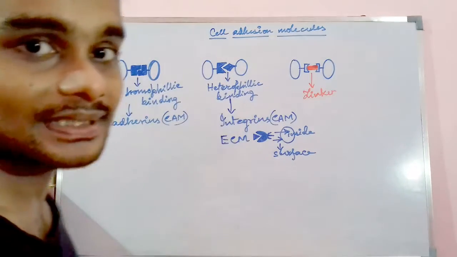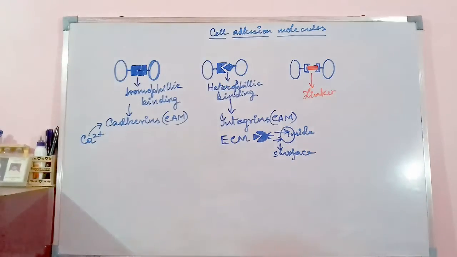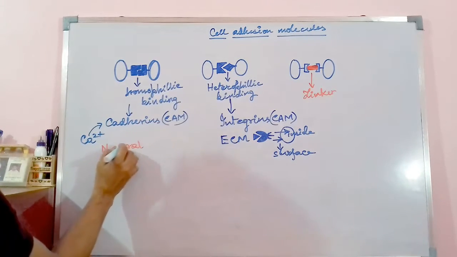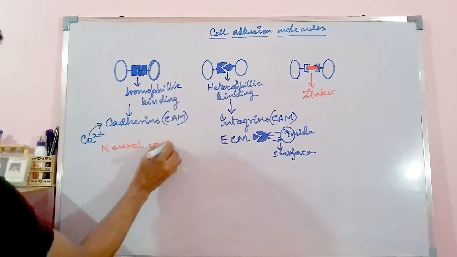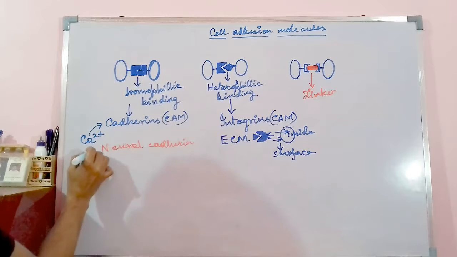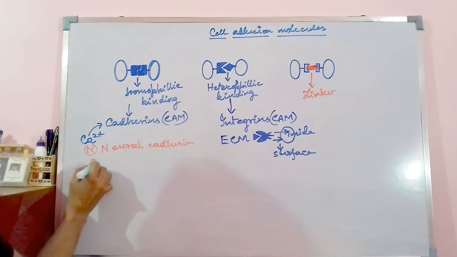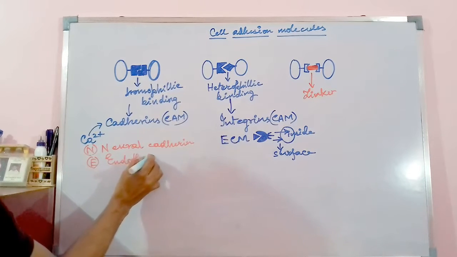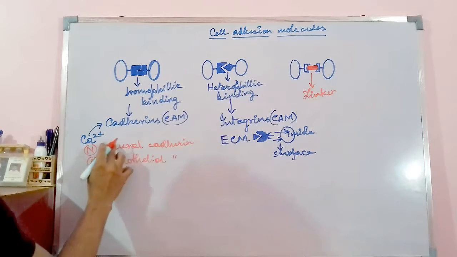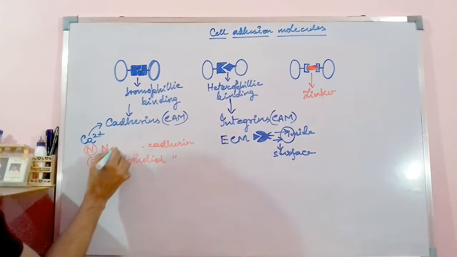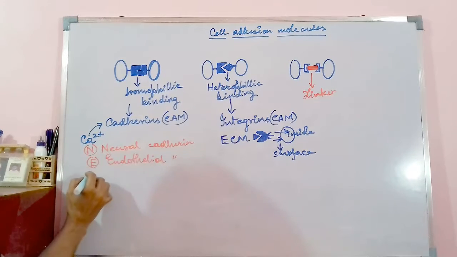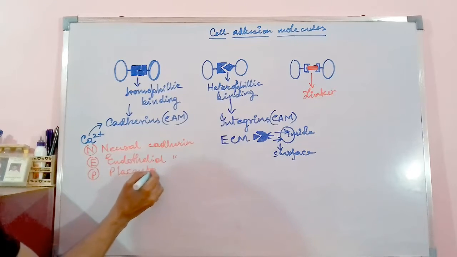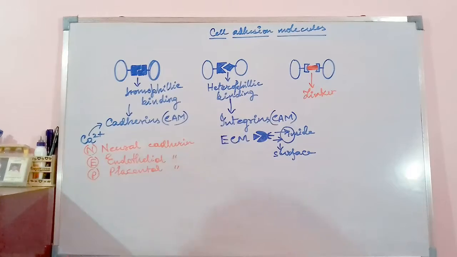Okay, now these cadherin molecules basically are of three types. N-cadherin or neural cadherin, then E-cadherin or endothelial cadherin, and the third one is P-cadherin or placental cadherin.